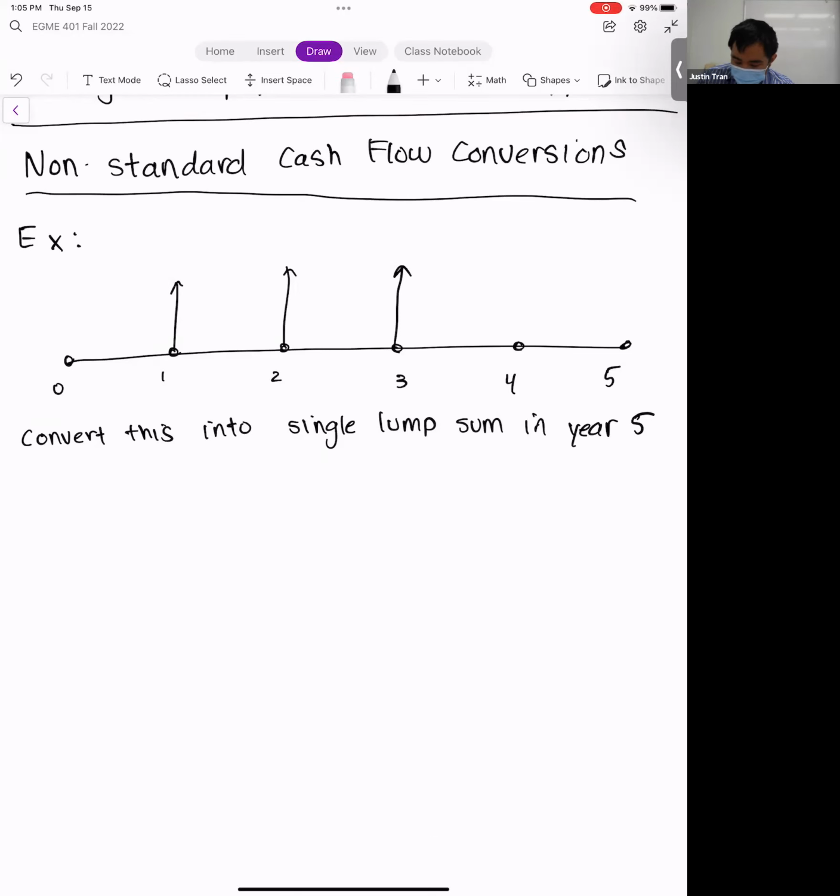Normally, the way we do this, let me give this a value. Let's say this has a value of A. If we were to convert this into a single lump sum in year 5, which I'll call F5, we would just do one conversion: A times F over A at an interest rate of 6% and 5 periods. That's how we would normally do a standard conversion. But that would only be valid if the uniform series extended all the way to year 5, so we can't do this all in one step. We have to do this in 2 steps.